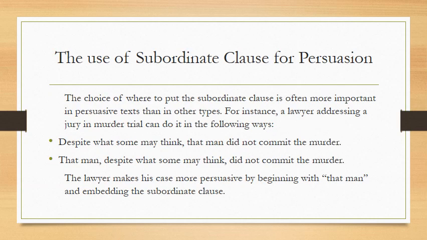The choice of where to put the subordinate clause is often more important in persuasive texts than in other types. For instance, a lawyer addressing a jury in a murder trial can do it in the following ways. Despite what some may think, that man did not commit the murder. That man, despite what some may think, did not commit the murder. We can notice here the second presentation would be more effective. The lawyer makes his case more persuasive, more convincing by beginning with that man and then embedding the subordinate clause.